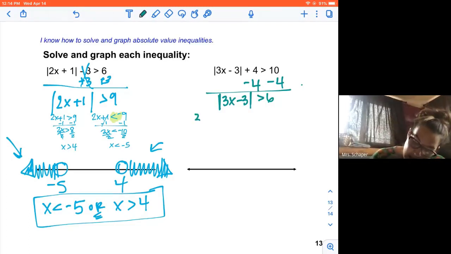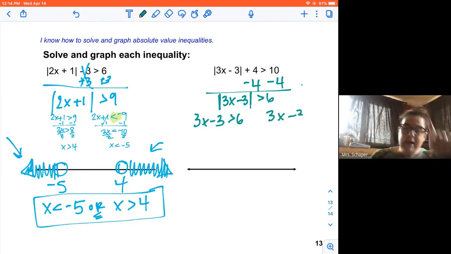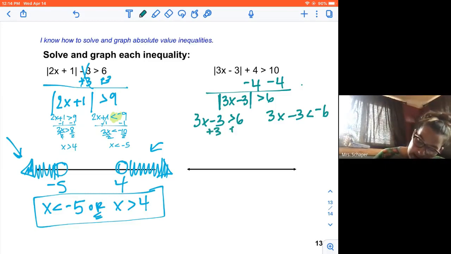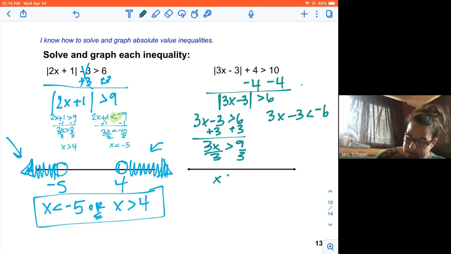So 3x minus 3 is greater than 6. 3x minus 3, switch the sign, make it negative. Switch the sign, make it negative. Okay. Now I go through and I solve each problem. So I'm going to add 3 to both sides. 3x is more than 9. I'm using my equation solving skills and applying them to an inequality. x is more than 3.